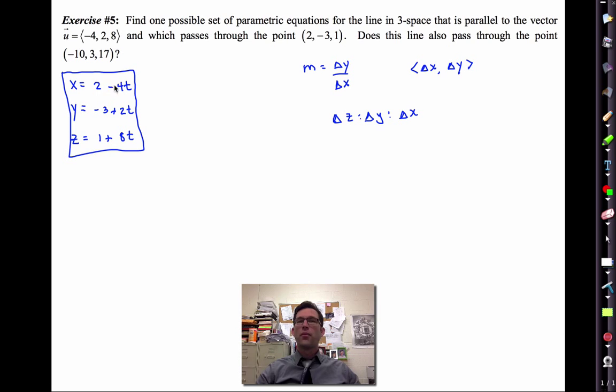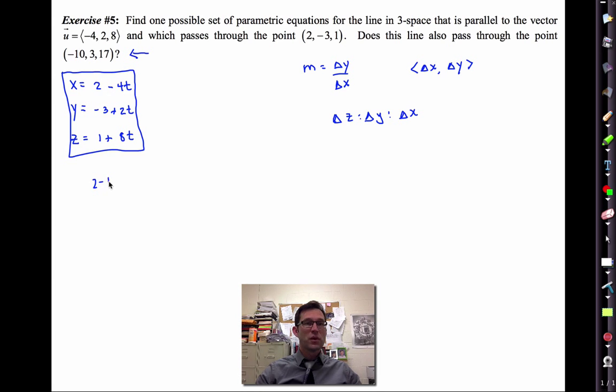The second part of the problem asks us, does the line pass through this point? And there are so many neat ways to do this problem. Let's explore 2 ways right now, because I don't know what you did. Here's one way to do it. One way is to figure out the amount of time, let's say t is time, it would take for the particle, or for the line, to reach this point.